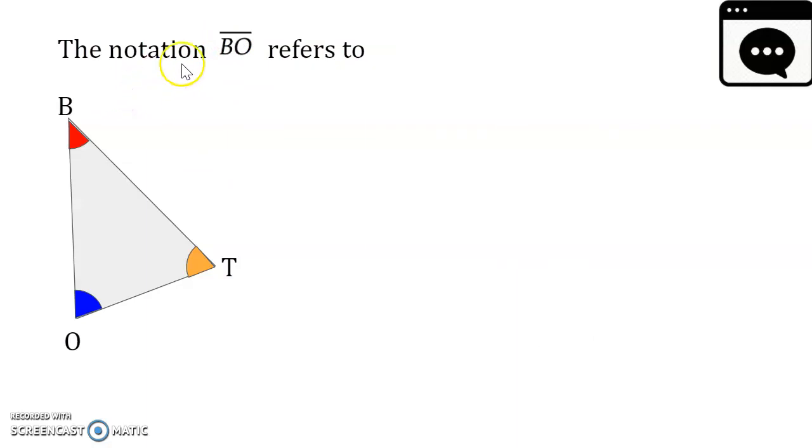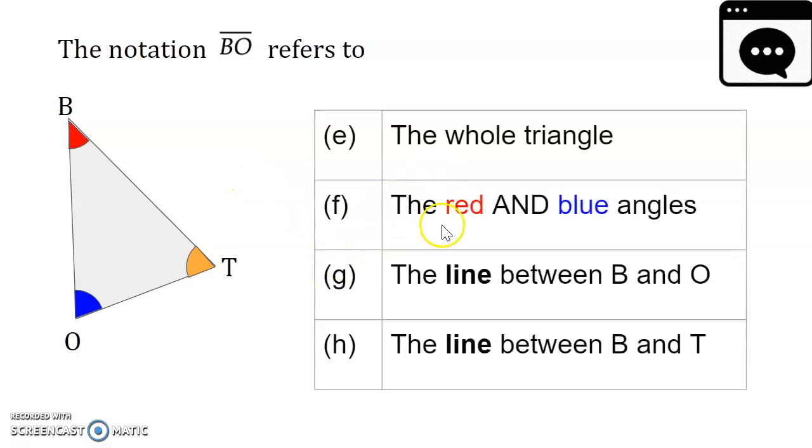All right, so the notation BO with a line over. Okay, what does that refer to? What does that BO with a line over refer to? Are we talking about the whole triangle, red and blue angles, or the line between B and O, or the line between B and T? Well, what does this BO refer to? B and O, B is the starting point and O is the ending point. And see the thing at the top? What does that look like? That looks like a line, doesn't it? Okay, so that is really talking about the line between B and O.